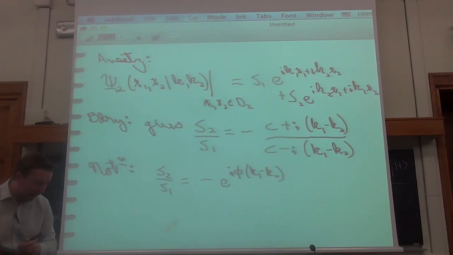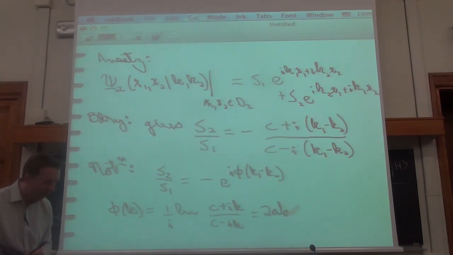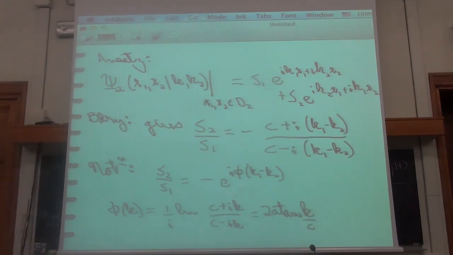Where this phi of K is an antisymmetric function. It's just 1 over i log of (C plus iK) divided by (C minus iK). And you can write this as twice the arctan of K over C. I will write this phase everywhere, so just remember that it is this function here.